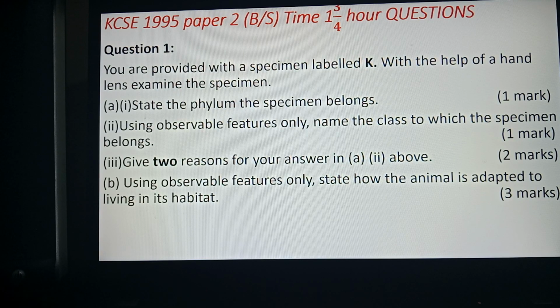Questions. For question 1, you are provided with a specimen labeled K. With the help of a hand lens, examine the specimen. State the phylum the specimen belongs to. Roman 2. Using observable features only, name the class to which the specimen belongs. Give 2 reasons for your answer in A1, 2 above. And B, using observable features only, state how the animal is adapted to living in its habitat.